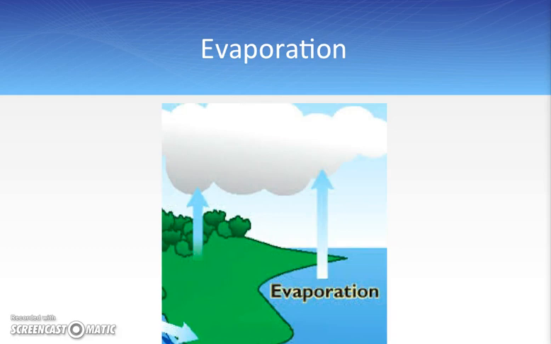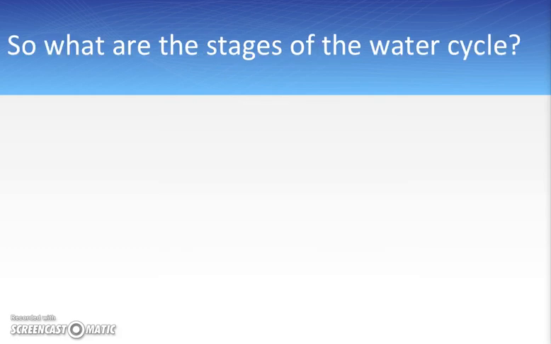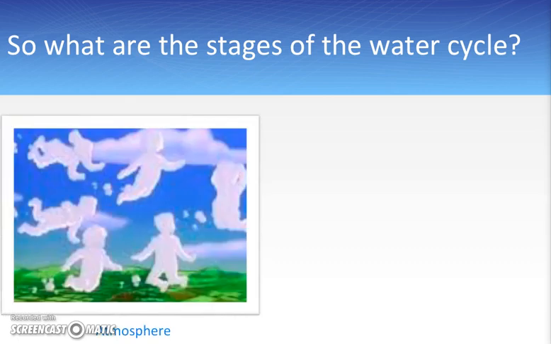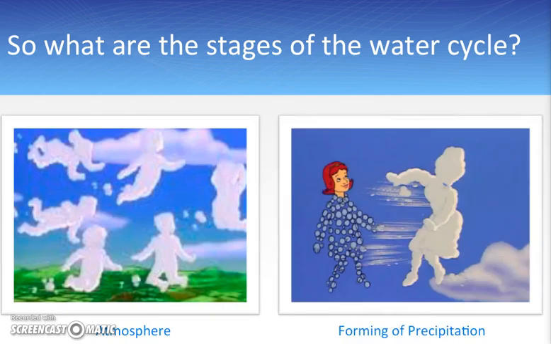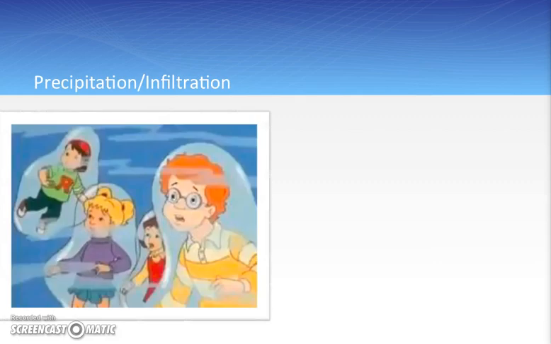So lastly, I just want to review with you the stages of the water cycle in Ms. Frizzle's style. So first we have the atmosphere. Secondly, we have the forming of precipitation from the atmosphere. Thirdly, we have precipitation and infiltration, which is the actual form of precipitation falling from the clouds in the sky.